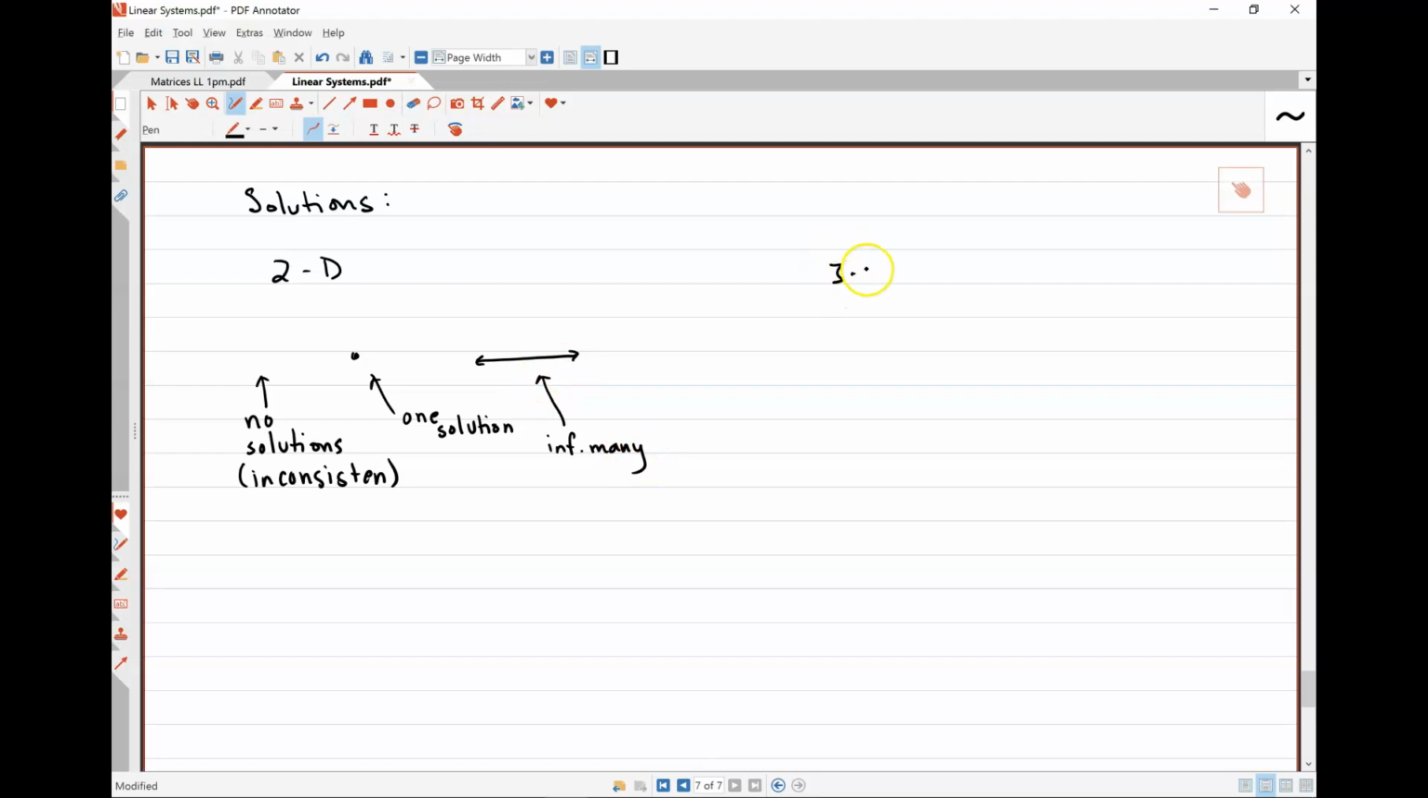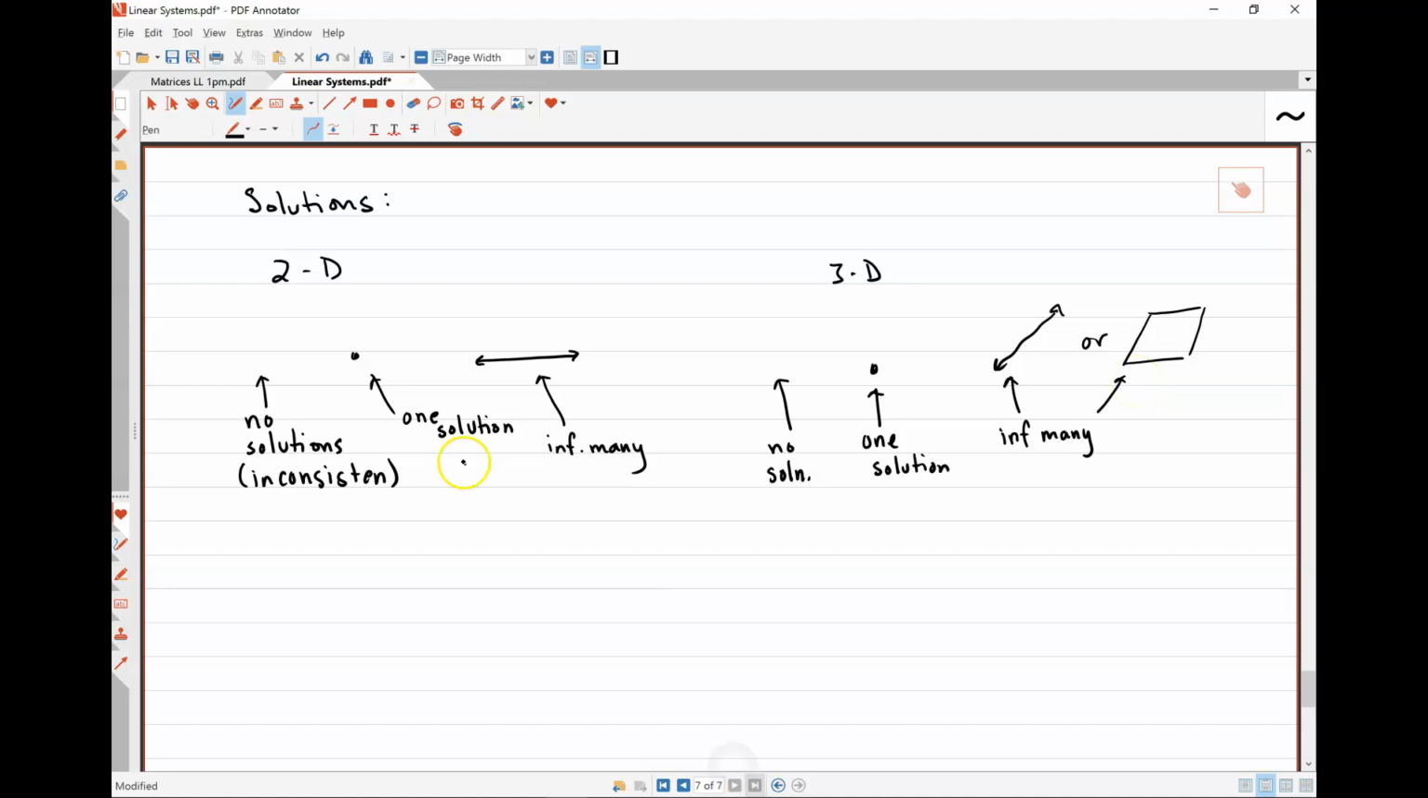In 3D, and I'll refer you back to those other pictures, I'm not going to try and draw them again, there's also just 3 different possibilities. One is to have no solution. One is to have a unique solution, so just one point. And the last possibility is having infinitely many solutions. And in the case of 3 dimensions, that infinitely many can look like a line, or it can look like a plane. Right? If all the planes overlap, then the infinitely many points on the plane are the solutions to the system of equations.